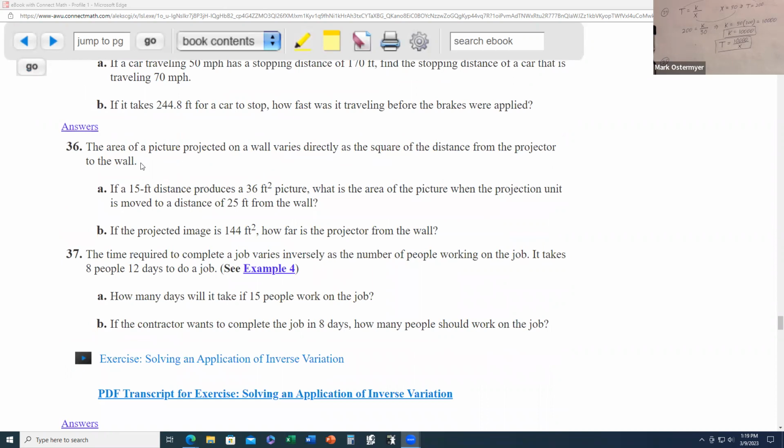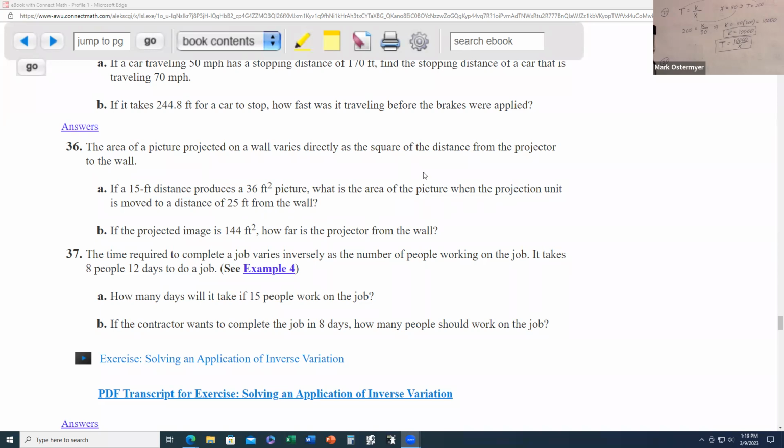Number 36: the area of a picture projected on a wall varies directly as the square of the distance from the projector to the wall. A, if a 15-foot distance produces a 36 square foot picture, what is the area of the picture when the projection unit is moved to a distance of 25 feet from the wall, 10 feet further back from the wall?